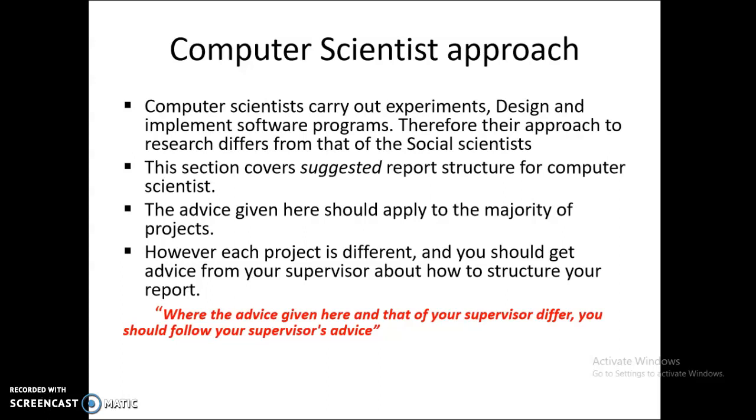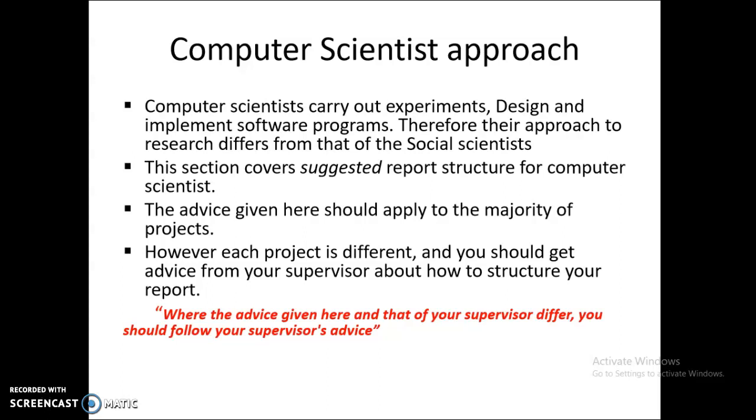But then we have the computer scientists and their approaches. Computer scientists carry out experiments. They do design and implementation of software products and programs. And therefore, their approach is quite different from that of the social scientists.